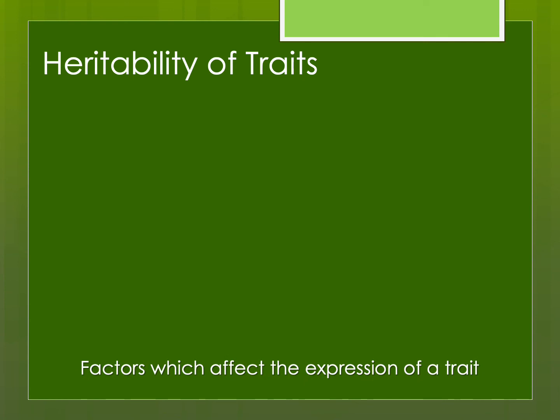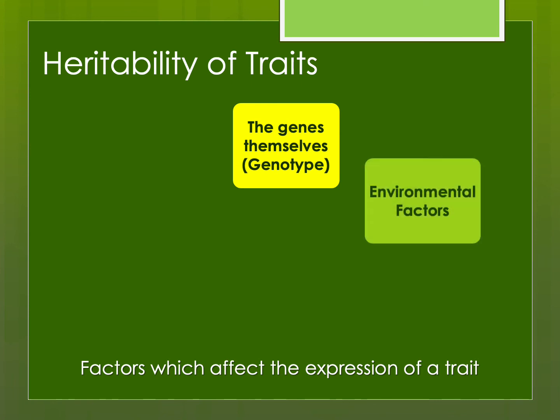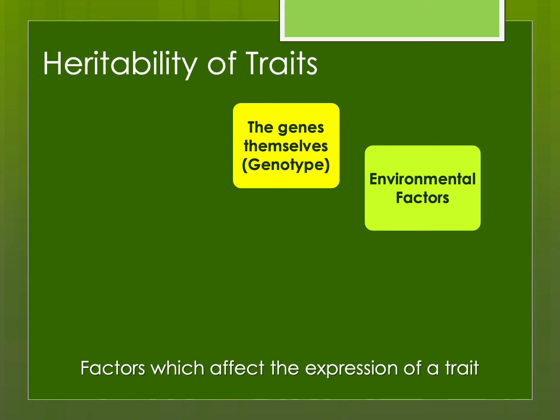The way to really look at heritability of traits: the genes themselves are only one thing. We call that the genotype. Then there are environmental factors. Like I mentioned, if you're selecting for honey production, it's going to depend on where you put that hive and what type of year you're having. All of those other factors are going to affect the expression of that genotype.